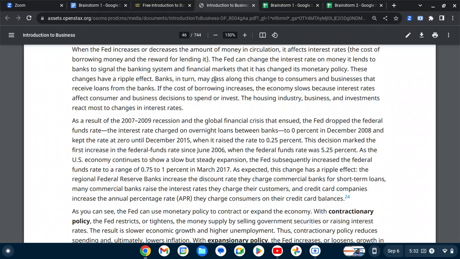As expected, this change has a ripple effect. The regional Federal Reserve banks increased the discount rate they charge commercial banks for short-term bank loans. Many commercial banks raise the interest rates they charge their consumers, and credit card companies increase the annual percentage rate they charge consumers on their credit card balances.